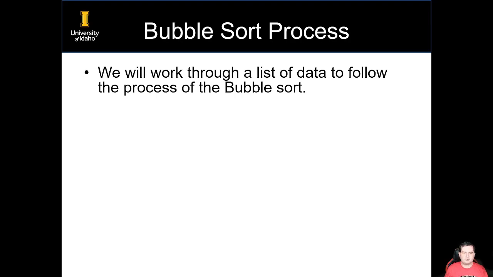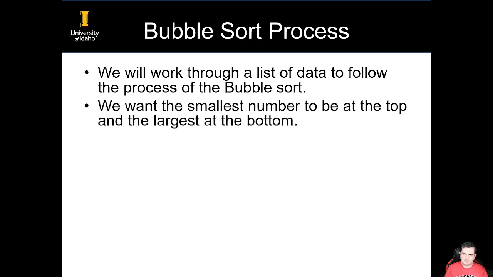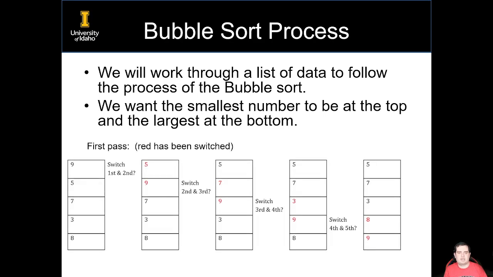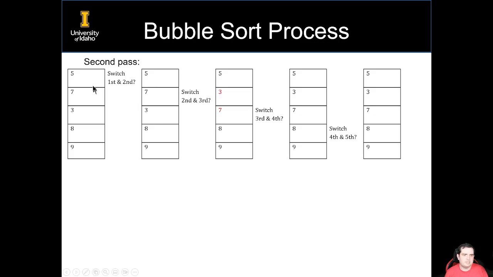So we're going to work through a list of data that follows the process of a bubble sort. We want the smallest number to be at the top and the largest to be at the bottom. In this first pass, the red switch has been switched. So it checks, should it switch 1 and 2? Yes, it should. Okay, so we've switched 1 and 2. Should we switch 2 and 3? Yes, okay, so we switched 2 and 3. Should we switch 3 and 4? Yes, okay. Should we switch 4 and 5? Yes, okay, so we sorted all those. Then we go through again. Should we switch 1 and 2? Well, 5 is smaller than 7, so it's good.